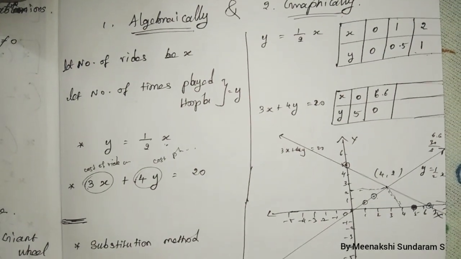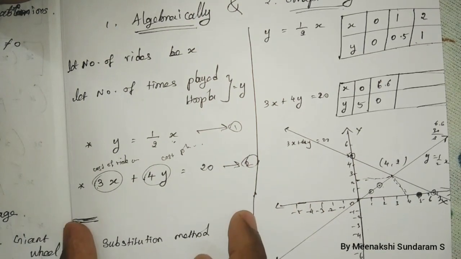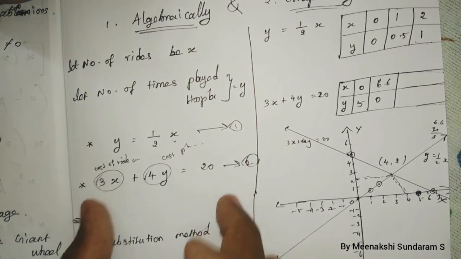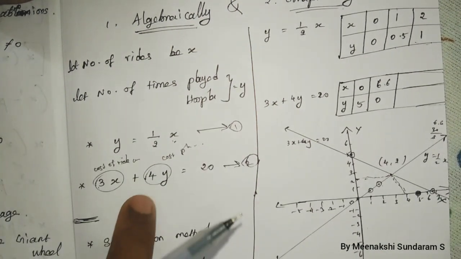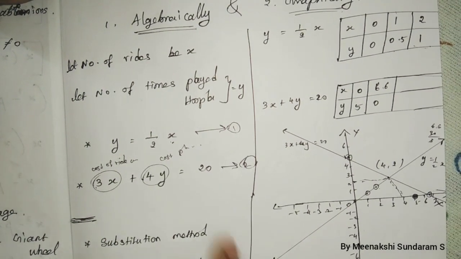Clear? So now we get two equations, 1 and 2. This is the representation of the situation algebraically, the algebraic form. Clear?